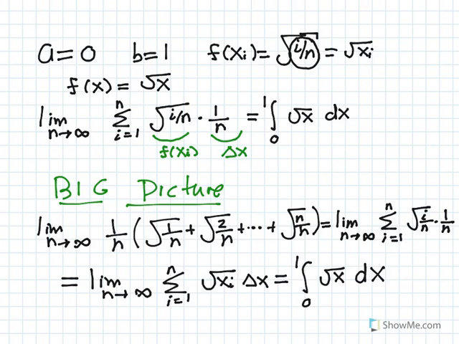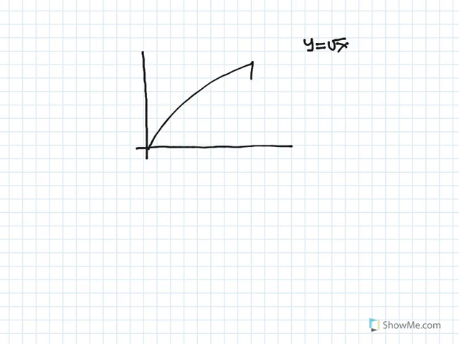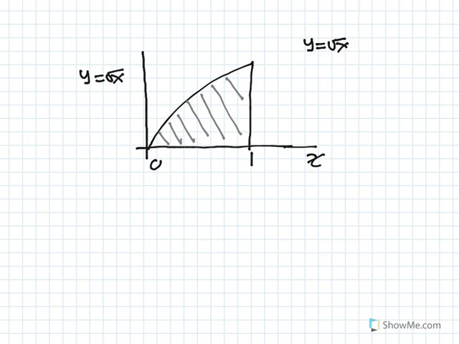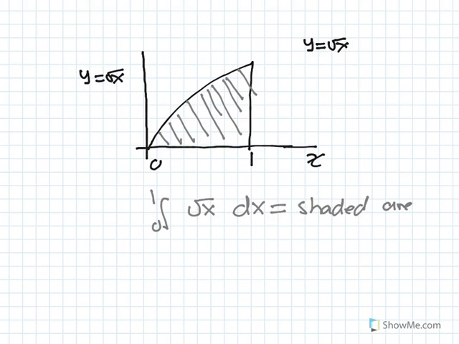So let's actually draw a diagram for this definite integral. What we really have is a function y is equal to root x. There's our function y equals root x from 0 to 1. And here's y equals root x. We're basically finding the area under the curve below y equals root x and above the x-axis from 0 to 1. And that is what the definite integral from 0 to 1 of root x dx represents. It represents the shaded area. All right, thanks.